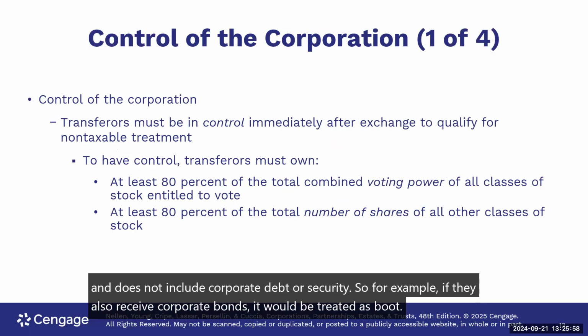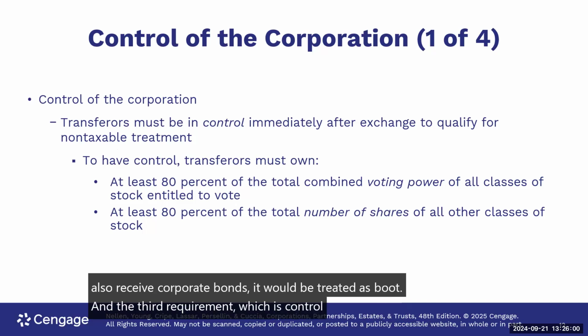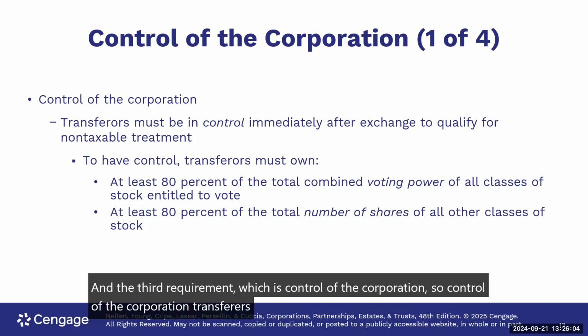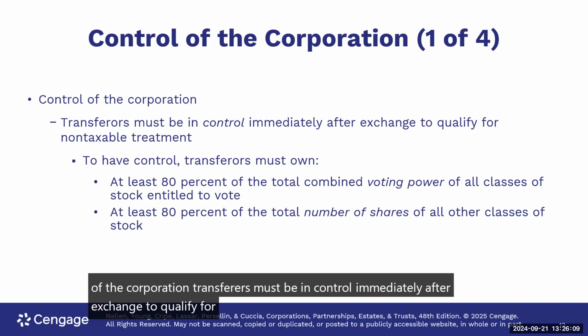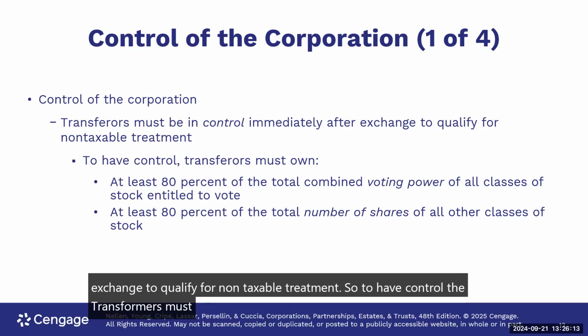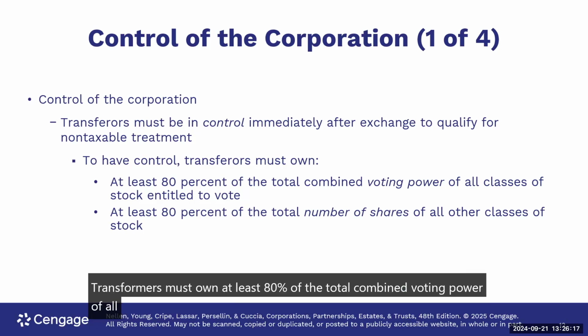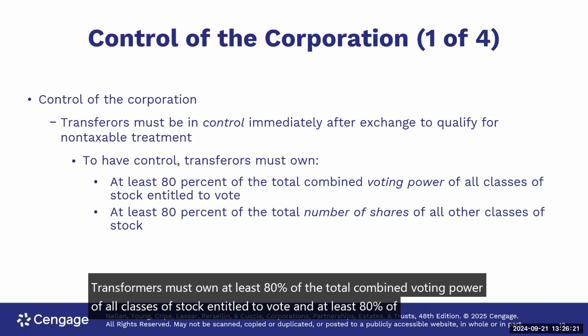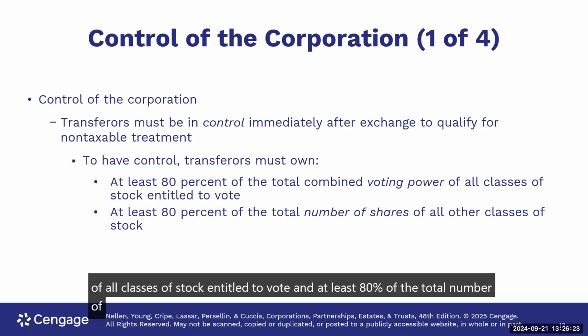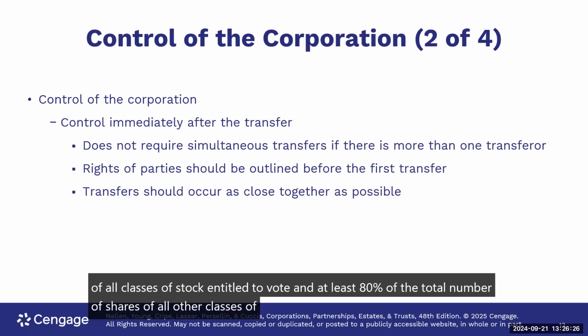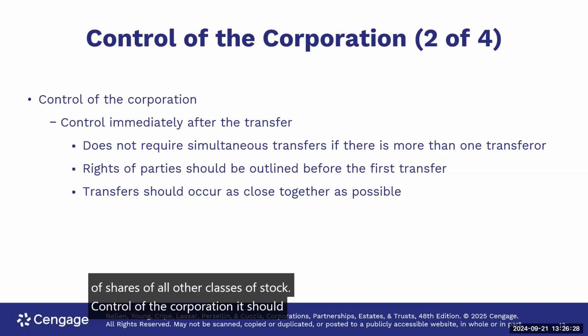And the third requirement, which is control of the corporation. Transferors must be in control immediately after the exchange to qualify for non-taxable treatment. So to have control, the transferors must own at least 80% of the total combined voting power of all classes of stock entitled to vote, and at least 80% of the total number of shares of all other classes of stock. Control of the corporation should happen immediately after the transfer.